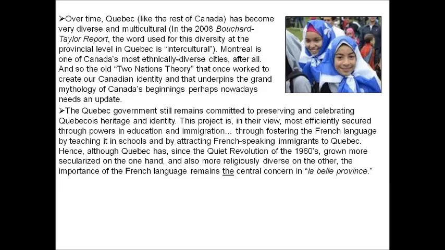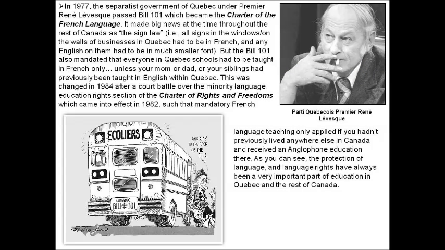Hence, although Quebec has, since the Quiet Revolution of the 1960s, grown more secularized on the one hand, and also more religiously diverse, like those two young girls there, on the other hand, the importance of the French language remains the central concern in La Belle Province. So in 1977, the separatist government of Quebec, under Premier René Lévesque, passed Bill 101, which became the charter of the French language.